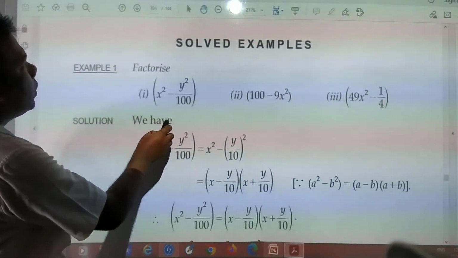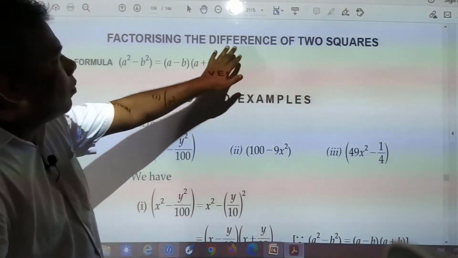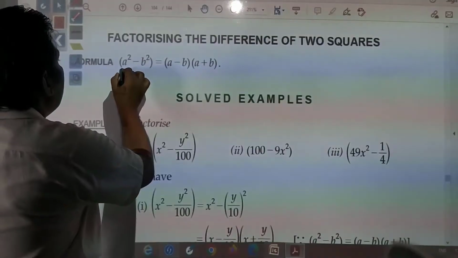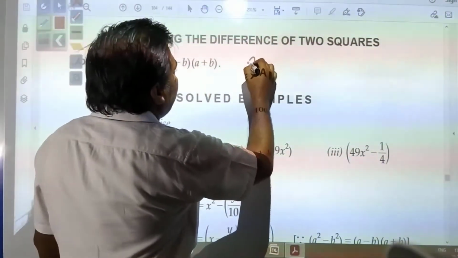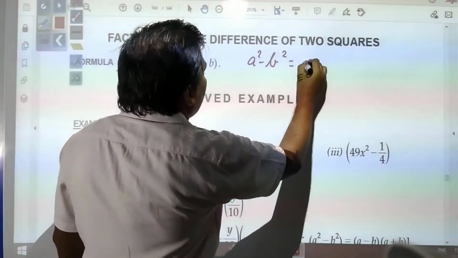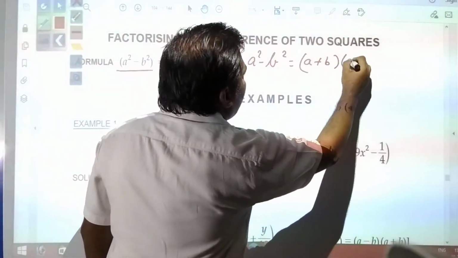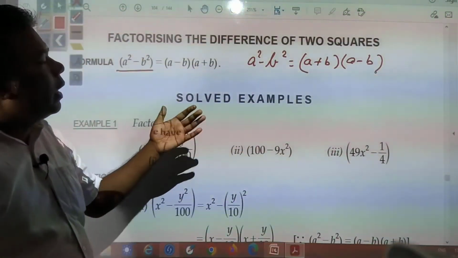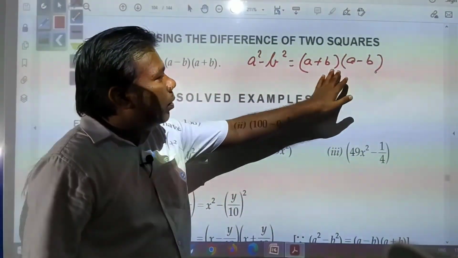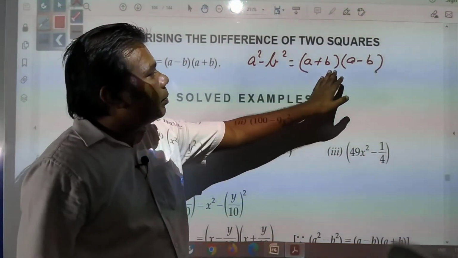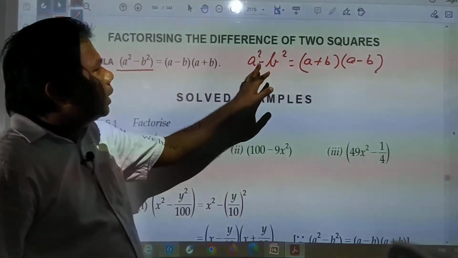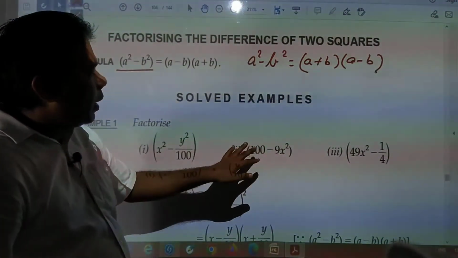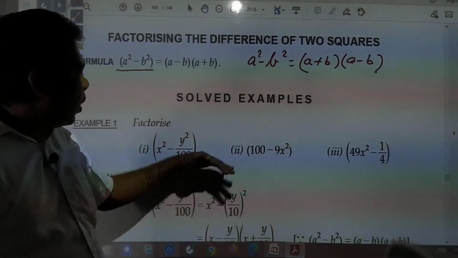Here you see solved examples of factorizing the difference of two squares. Very simple examples are there. If you remember this formula, a square minus b square is equal to a plus b into a minus b. This formula will be applied in factorization, and I had told how this formula is derived. If you multiply a plus b into a minus b, you will get a square minus b square. The same formula will be applied in factorization, and you see how it is applied.